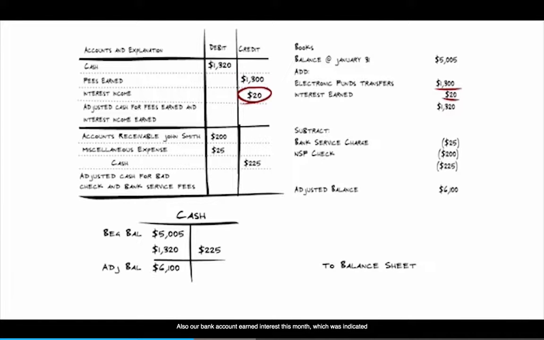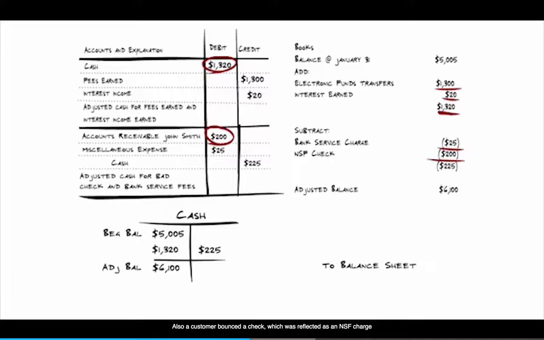Also, our bank account earned interest this month, which was indicated by a credit on the bank statement. This receipt of cash also needs to be added to the book balance. Further inspection of the statement revealed that we incurred bank service charges of $25, which we had not yet recorded on our books. This is a decrease in cash from the book perspective.